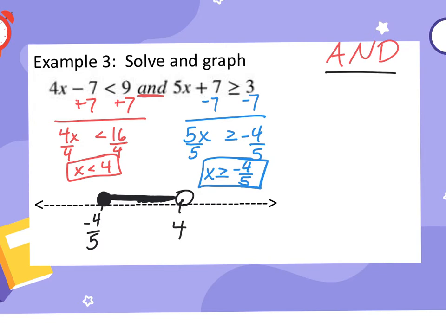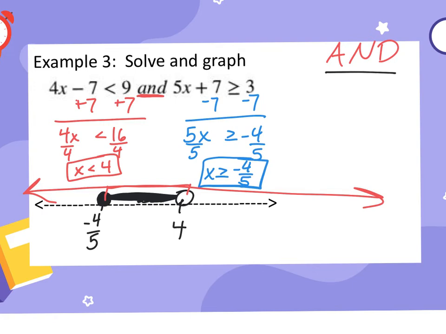Kind of like if I sent you to the grocery store, okay? And I said, I need a Snickers bar and a Twix bar, okay? So what I need from you is both. That's what an AND function is. So here for -4/5 and 4, we are just going to put on this graph what they both have in common, because I know that x is greater than or equal to -4/5. So I know this line actually goes all the way to the right here. Okay, and same thing for less than 4. I know that this line actually goes all the way to the left.